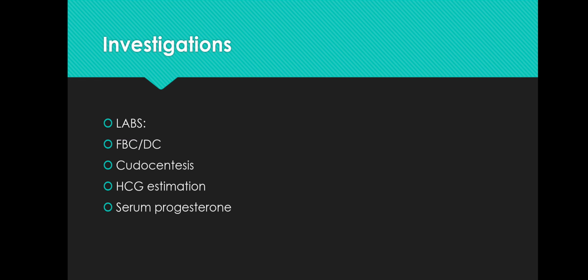Then you also want to do beta HCG estimation. You know that in a normal pregnancy, beta HCG doubles every 2 days. But if you start seeing that as you do the beta HCG repeatedly, it begins to go down, then you know that something is wrong, and it actually helps you in making the diagnosis of ectopic pregnancy.